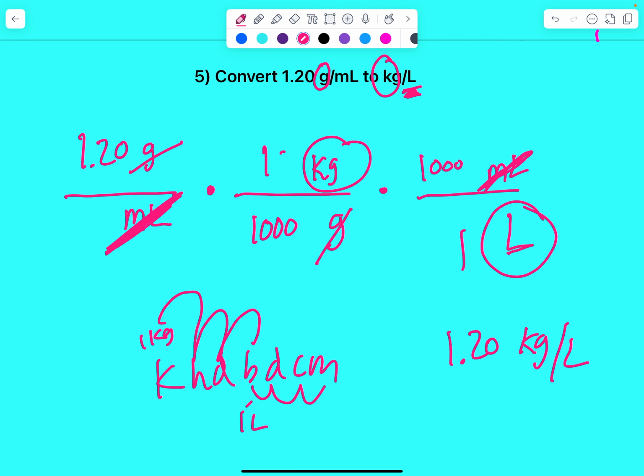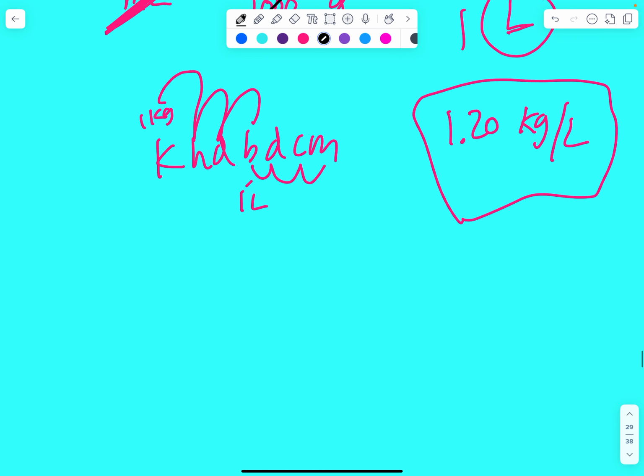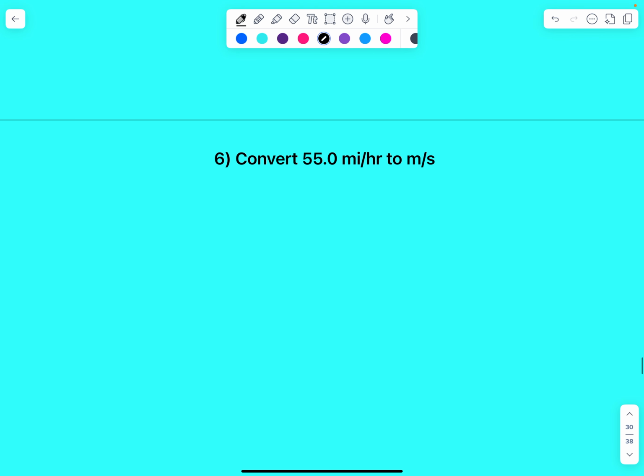Now, let's say your teacher said, no calculator, you guys. You can just say, okay, what's 1,000 divided by 1,000? 1. So 1.20 times 1 is 1.20. Divided by 1, 1.20. So you don't even need a calculator on that. Look at that. Let's try problem 6.